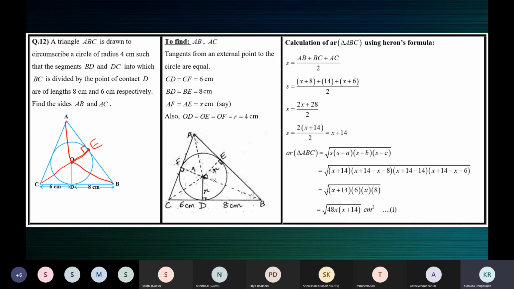Next is triangle BOC. You can already see OD there. And we know that this angle is 90 degrees because D is the point of contact. Through D, DO is the radius. So 90 degrees.